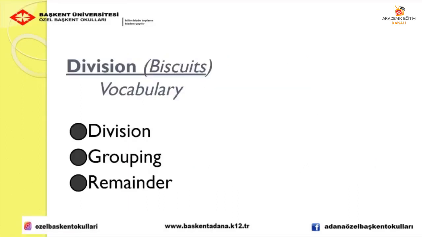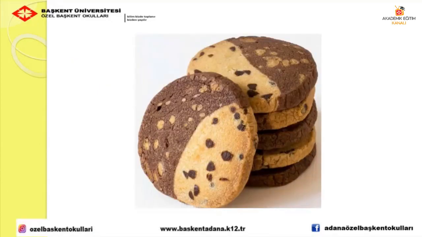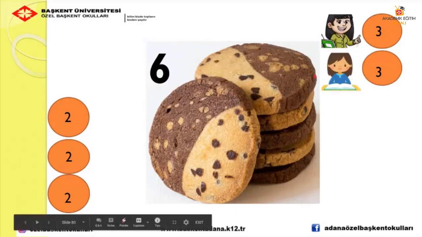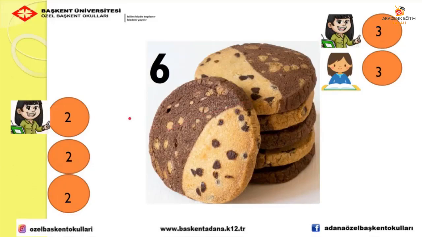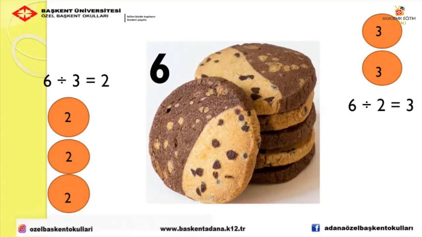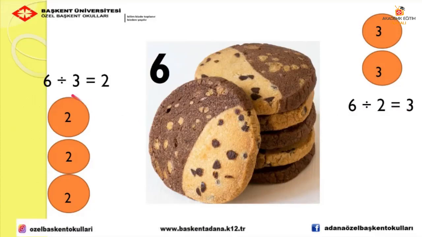Division. In this topic, the words you will learn are division, grouping, and remainder. Look at these biscuits. Can we share them? We can have 3 for me and 3 for you. Or I can have 2. You can have 2. And my cat, meow, can have 2. When we share, we make groups and we are dividing. 6 divided by 2 equals 3. Or 6 divided by 3 equals 2.